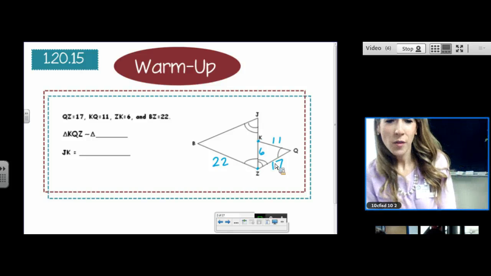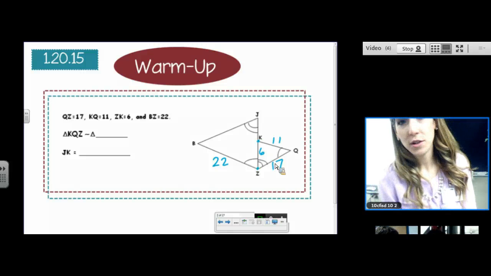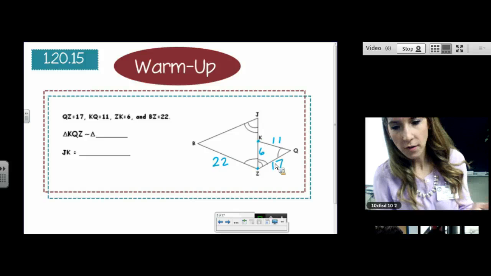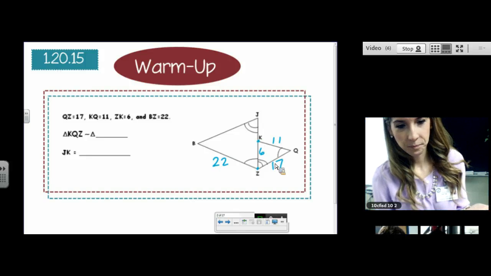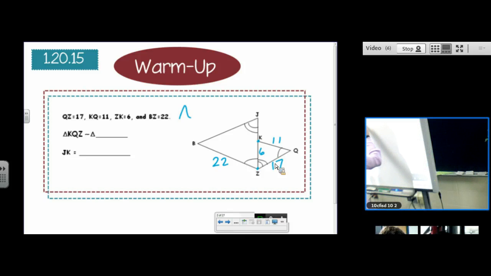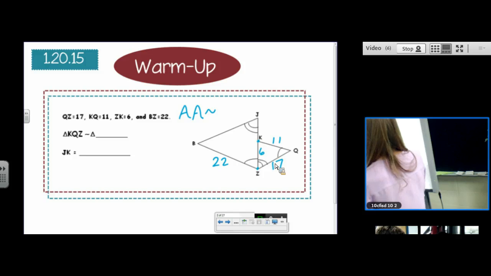don't solve for missing sides unless we know they're similar, because if they're not similar, then the sides aren't proportional. Well, they're obviously similar by angle, angle, squiggly. Very good. We didn't have to do any work. That's already marked for us.